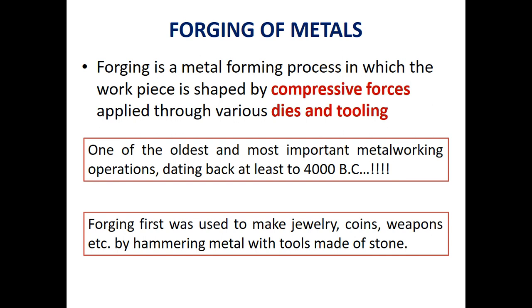It's actually one of the oldest and most important metalworking operations, dating back at least to 4000 BC. Forging was first used to make jewelry, coins, weapons, etc., by hammering the metal with tools made of stone.